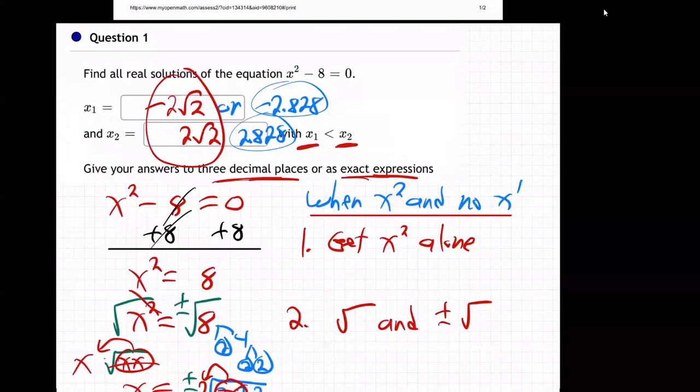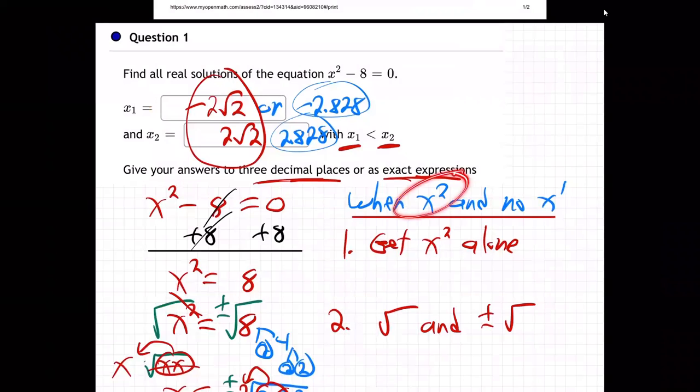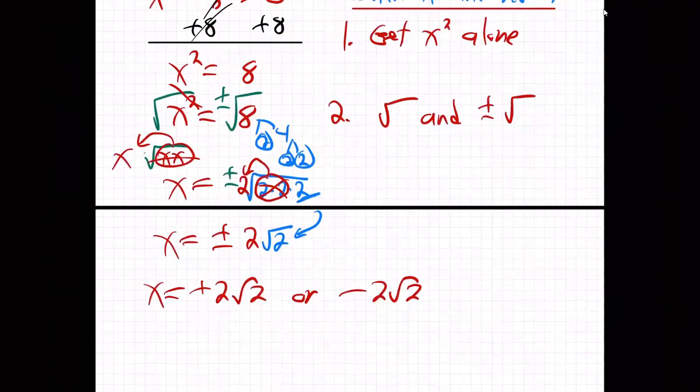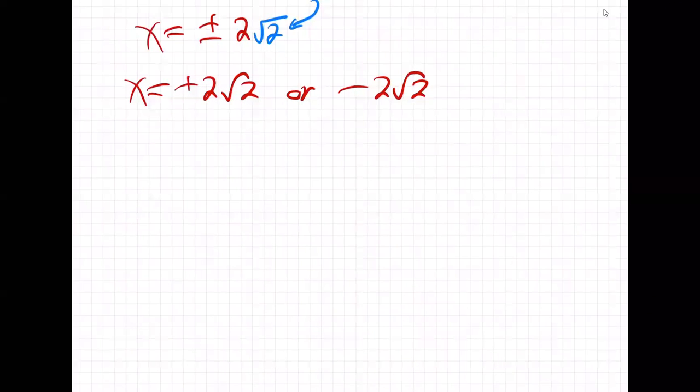But the main thing to remember is when you have an x squared with no regular x to the first power, just x squared, just get it alone and put the root on. Now, what you might wonder, why the plus or minus? That'd be a good question. Why plus or minus? Well, if you think about it, plus or minus is the case.